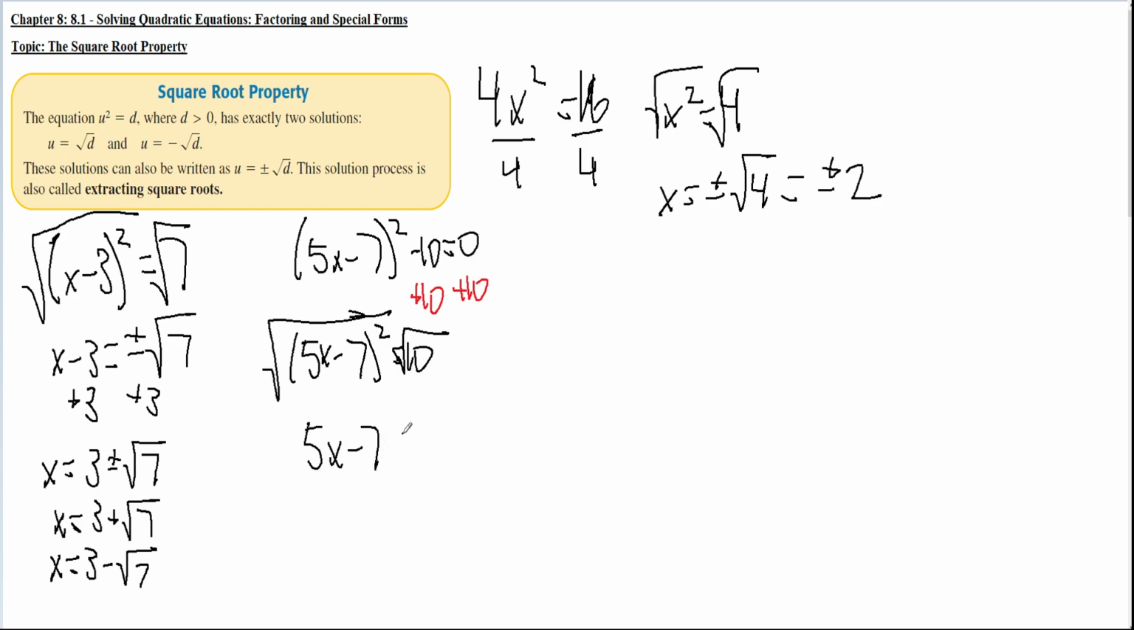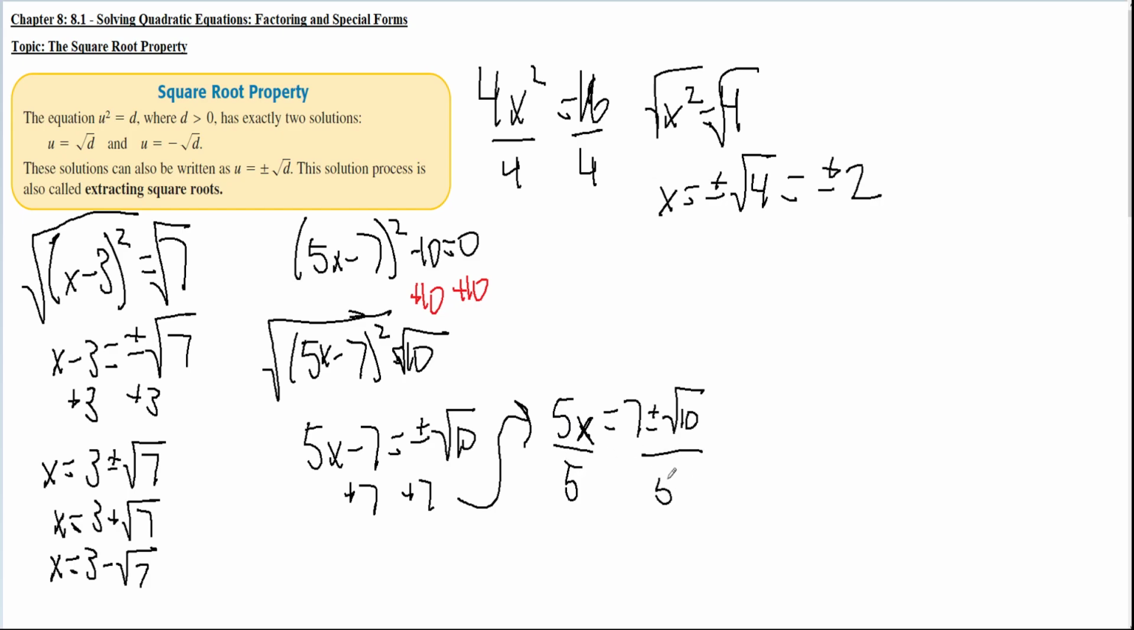So we have 5x minus 7 is equal to plus or minus the square root of 10. And so I want to begin isolating my variable, so I have to add 7 to both sides. I'm going to continue writing that over here. So we have 5x is equal to 7 plus or minus the square root of 10. And now all we want to do to isolate x is divide both sides by 5. So we have x is equal to 7 plus or minus the square root of 10, all divided by 5. And that would be our solution.